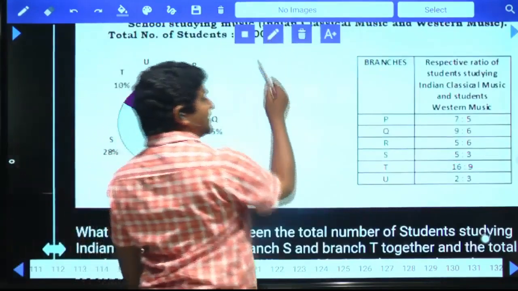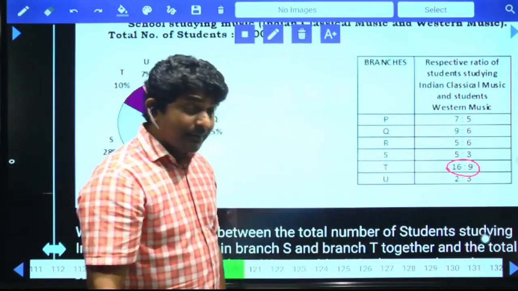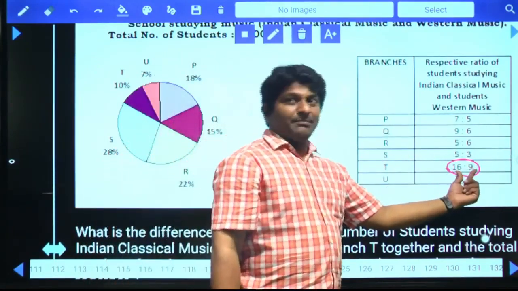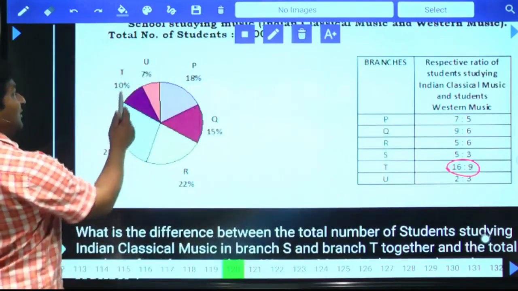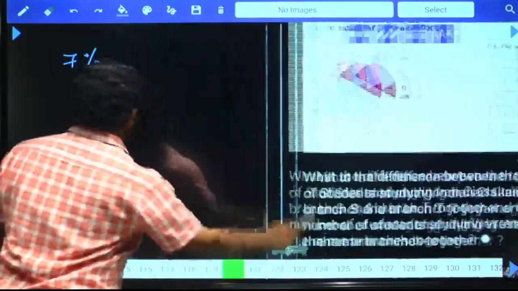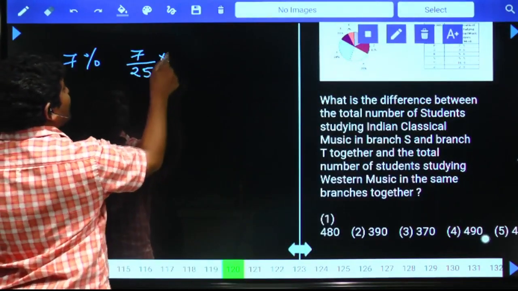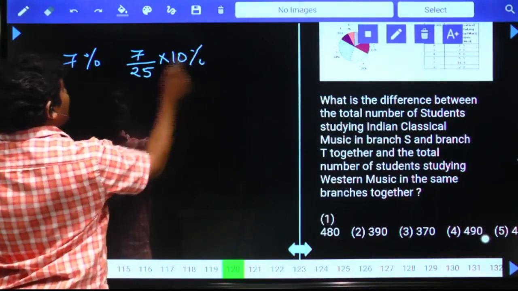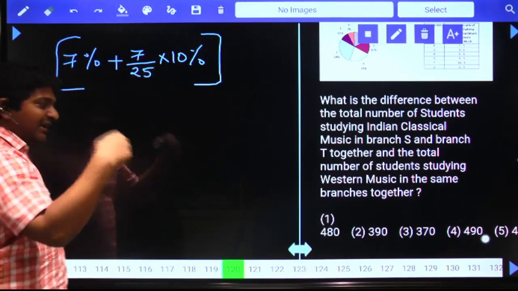Now let's do it the same for T also. T total how many parts we have? 25. Difference is 7 parts. 7 out of 25 parts among 10 percentage. And this is what we need to calculate. Individual differences and then addition.